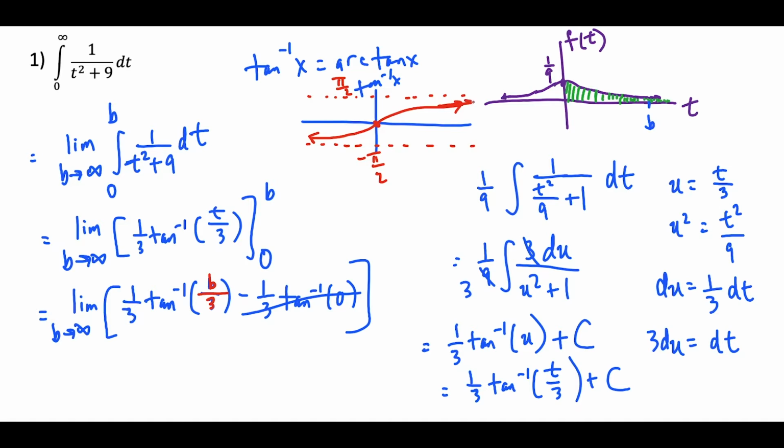And it's heading towards this horizontal asymptote y equals pi over 2, which tells us that our limit is 1/3 times pi over 2, which we can actually find the area of this region here from 0 to infinity. This area converges to pi over 6.